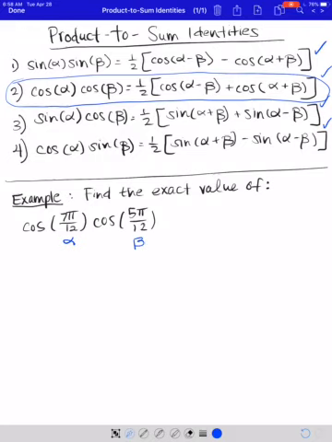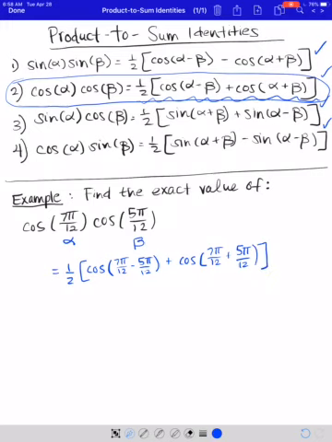And now let's go ahead and plug these into the right hand side of our identity. And what we'll get is 1/2 times cosine of 7 pi over 12 minus 5 pi over 12 plus cosine of 7 pi over 12 plus 5 pi over 12. And if we simplify, we'll have 1/2 times cosine of, when we subtract these angles, we'll end up with 2 pi over 12. And then plus cosine of, when we add our angles, we'll end up with 12 pi over 12. And let's keep reducing.